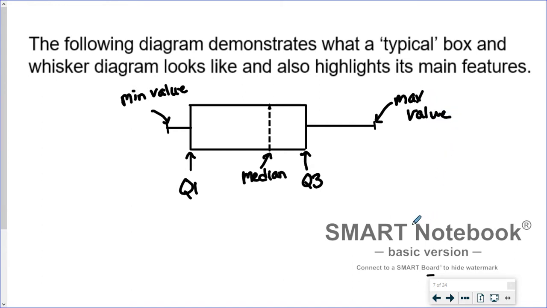So that's what a typical box and whisker diagram looks like.